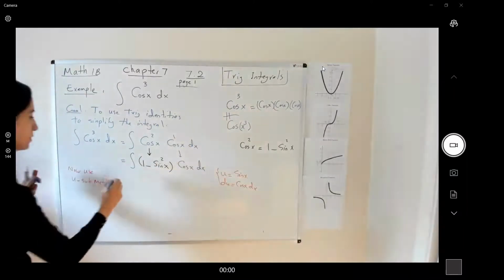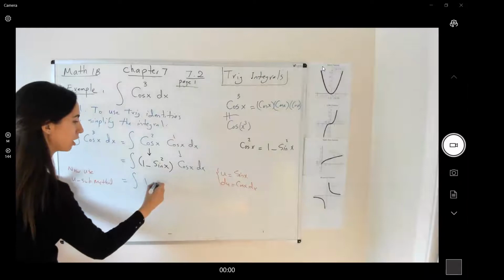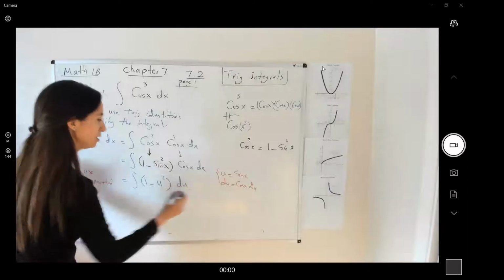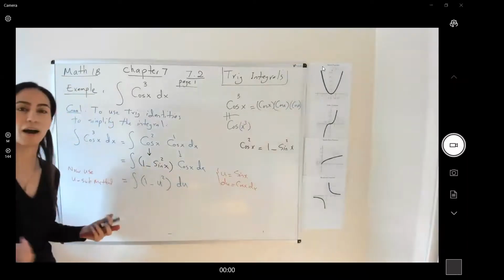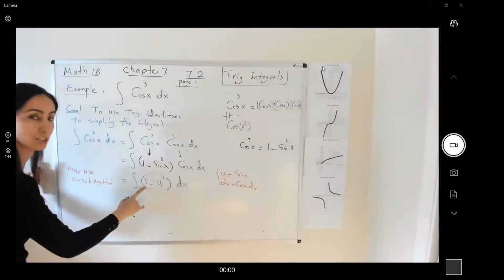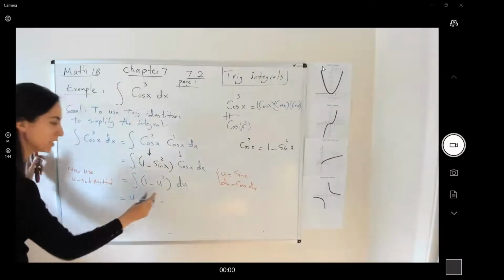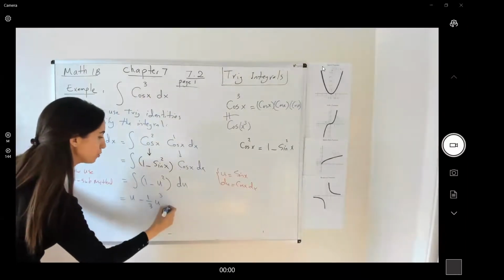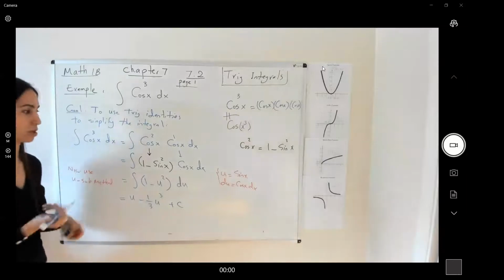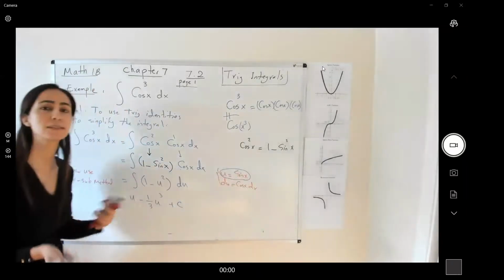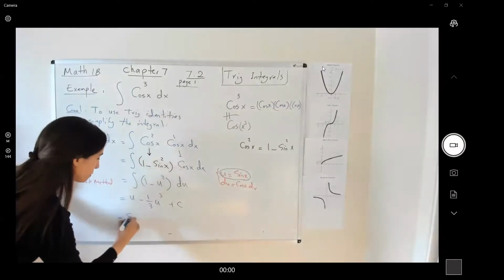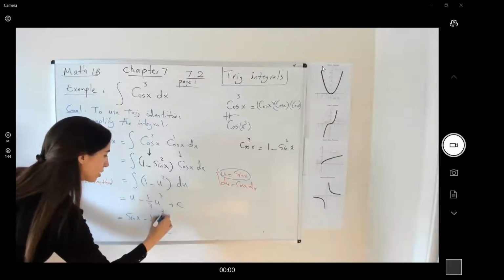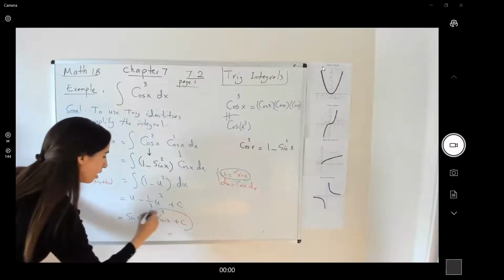Okay, perfect. This is equal to integral 1 minus u squared, and cosine x dx is my du. I already know how to take this integral. The integral of du is u, minus the integral of u squared is a third u cubed, plus constant of integration. But what is u? U is just sine x. So this is equal to sine x minus a third sine cube of x plus constant of integration.